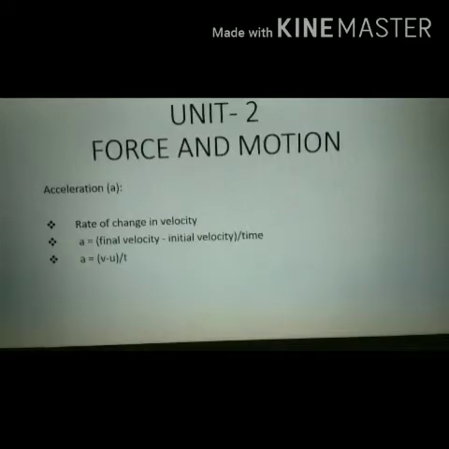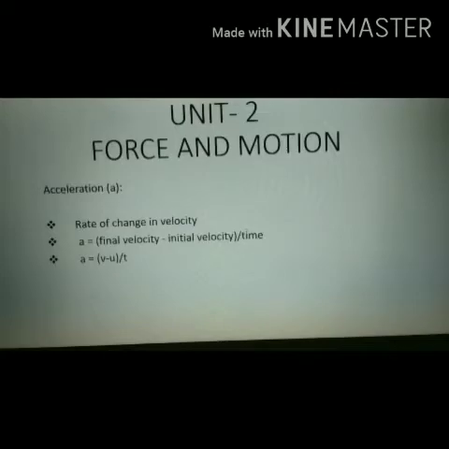And now, can you say what is meant by speed? Speed is the rate of change of distance. And what is meant by velocity? Velocity is the rate of change of displacement. So, by using the term velocity, acceleration will be defined. So, the definition for acceleration is rate of change in velocity. That is said to be acceleration.